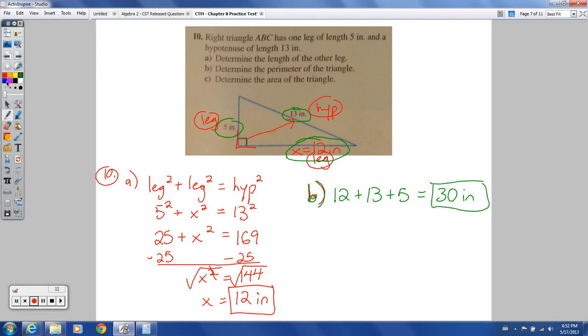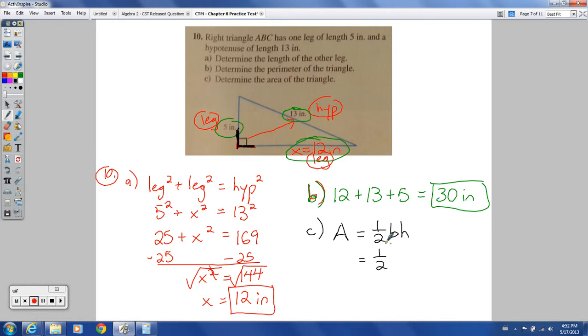And then part C, go with black for this part. What's the area of this triangle? Area of any triangle is 1/2 base times height. These bases and heights, though, always have to be perpendicular to one another. So what are the base and the height of this triangle? They're these parts. They're perpendicular. They're the two legs in this case.